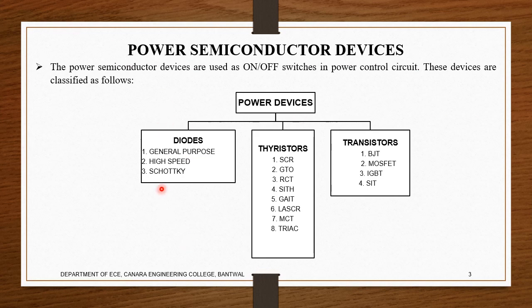In power semiconductor devices, they are usually used as on and off switches in the power control units. They have been classified, or we can say it as a family, where the power devices can be classified into three major families: diodes, thyristors, and transistors.